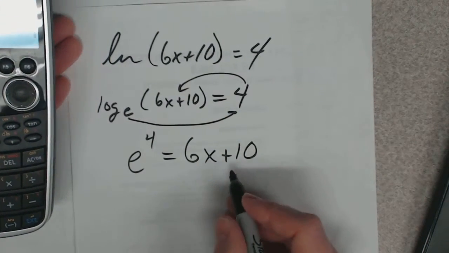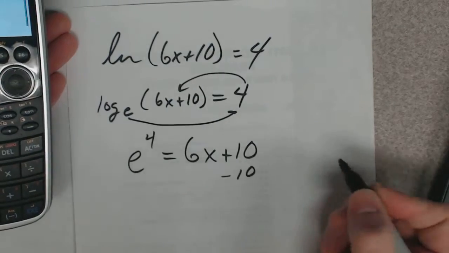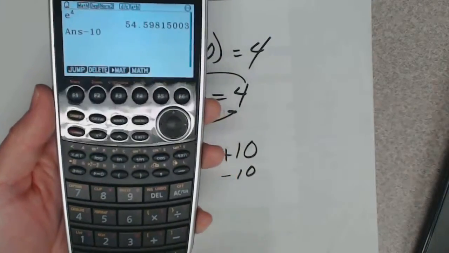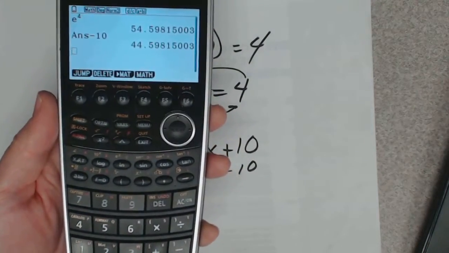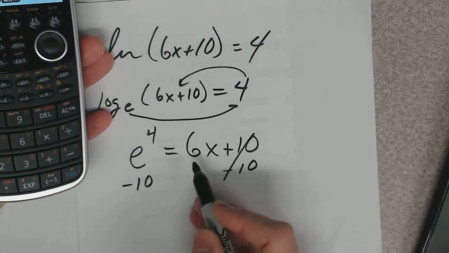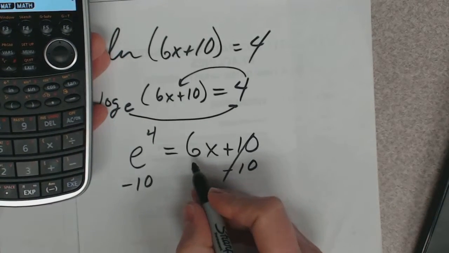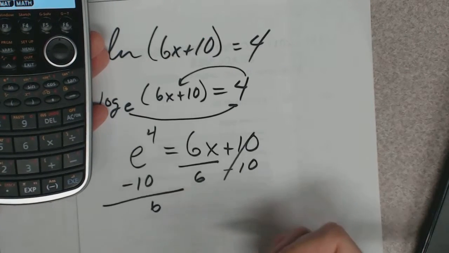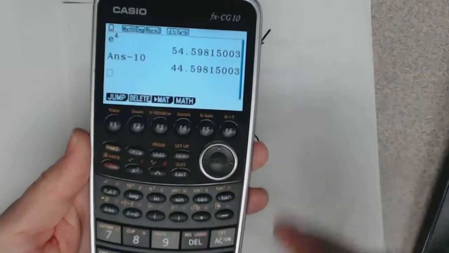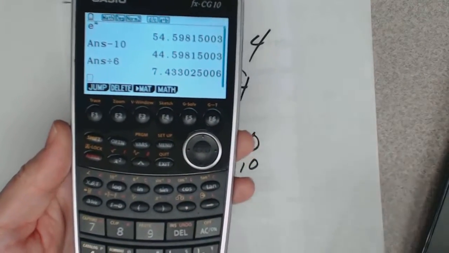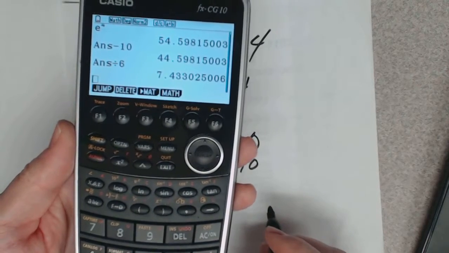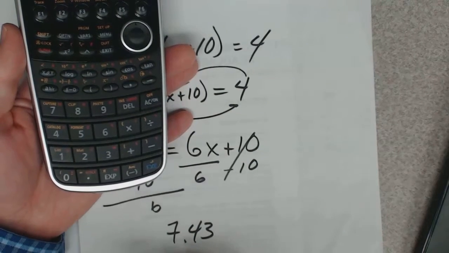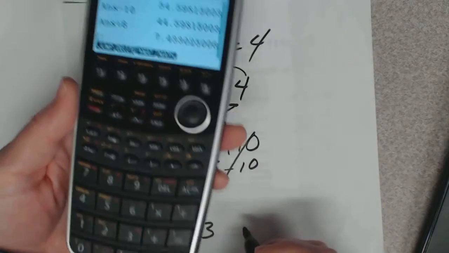If I solve for x here, the first thing I do is subtract 10. So take that number minus 10. 44 point all that stuff. Then once I did that, I'd be left with 6x. And how do you get x by itself with a 6 in front of it? Divide by 6. So divide everything by 6. 7.433. The question only says around the nearest 2 decimal places. So 7.43.